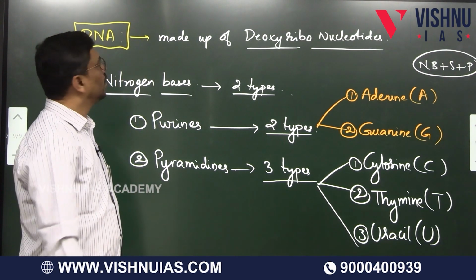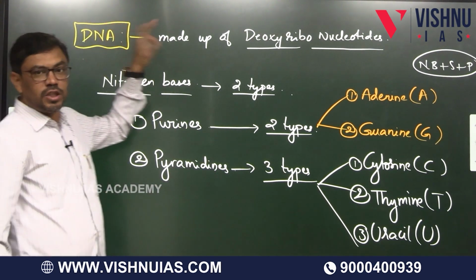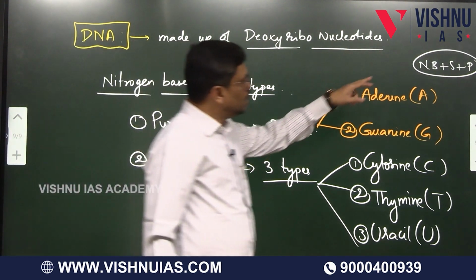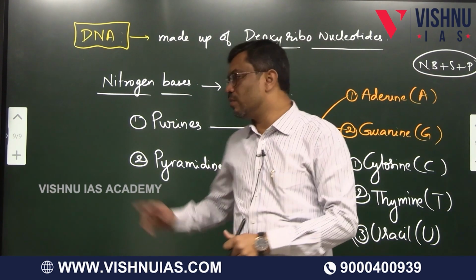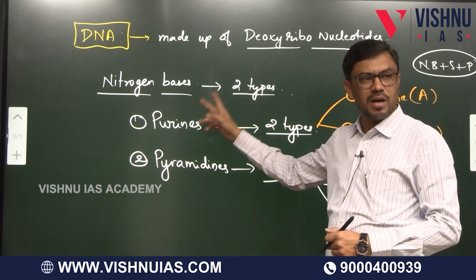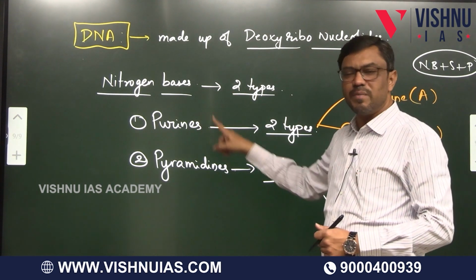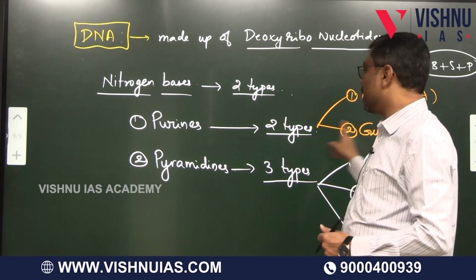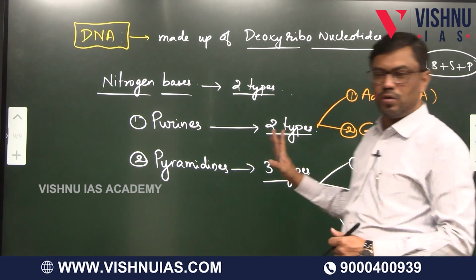Remember, we are discussing DNA, which is made up of deoxyribonucleotides. Nucleotide means three components are present: nitrogen base, sugar and phosphate. We are discussing the nitrogen bases, the nitrogenous compounds. They are basic in nature. There are two types, purines and pyrimidines. Purines are adenine and guanine. Pyrimidines are cytosine, thymine and uracil.